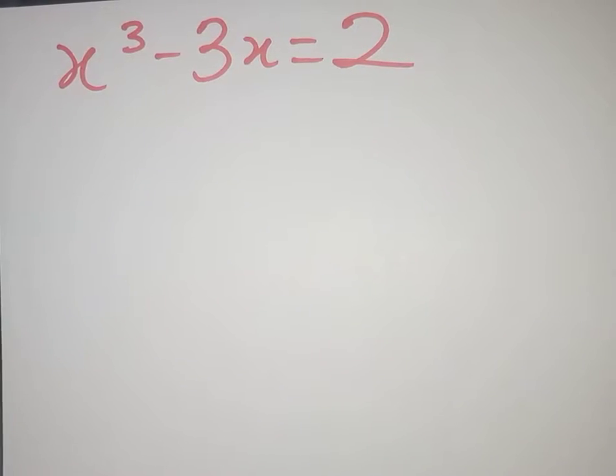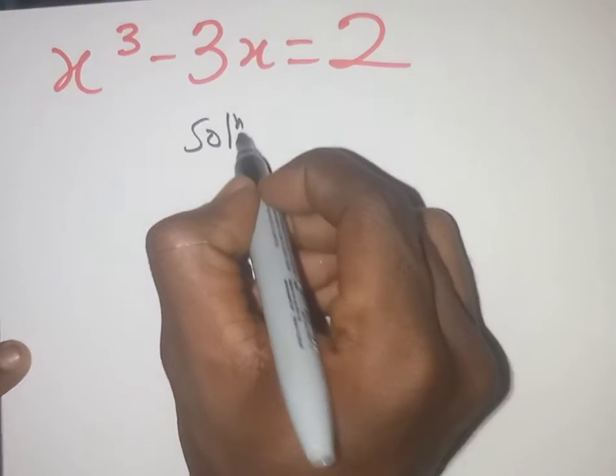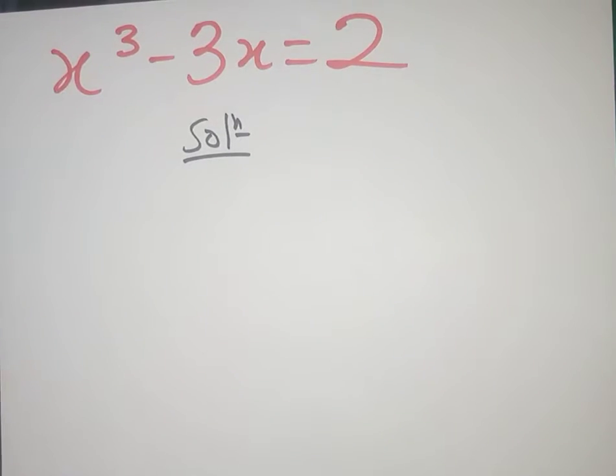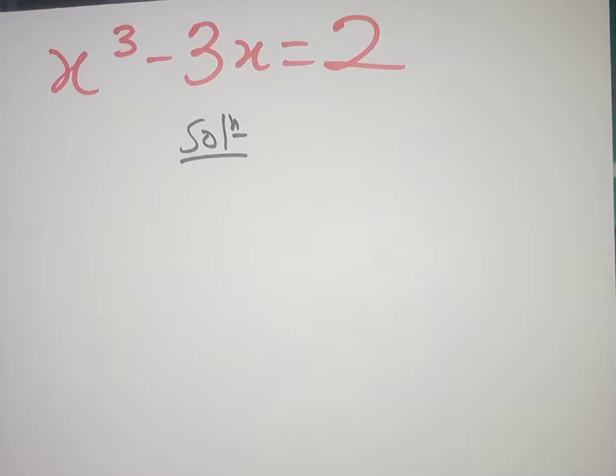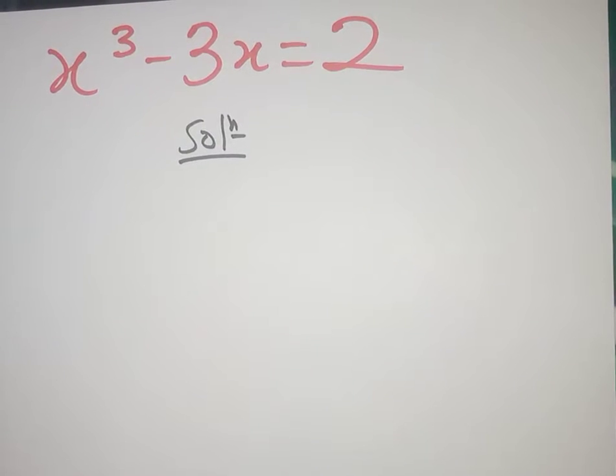Now we have a nice cubic equation over here. We have x cubed minus 3x being equal to 2, and then we have to find the possible values of x. Now I'm going to use a very simple method in solving this. Unlike a quadratic equation, which is very easy to solve, or a linear equation, very easy to solve, cubic equations are kind of complicated. But I'm going to show you a simple way to solve this.